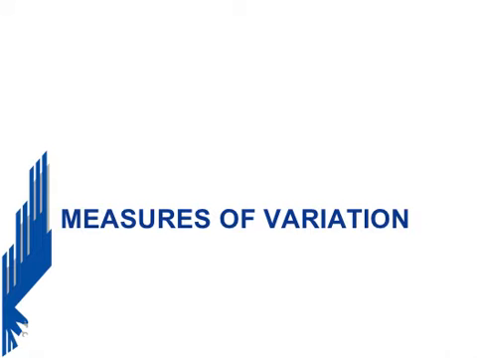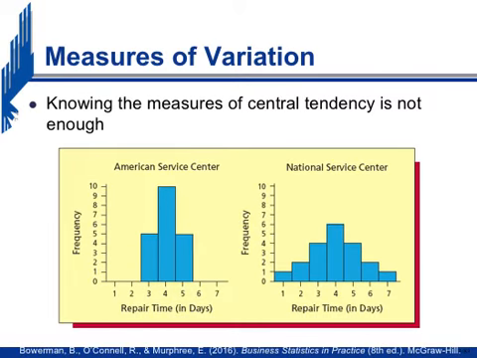Now, aside from describing the central tendency of the dataset, we also have some measures that describe the variation of the dataset. Here in this example, we have two graphs. We have a graph showing us the distribution of repair time in days for American Service Center and the distribution of repair time in days from the National Service Center. Now, graphically, we can see that the two data sets are different, but if the graphs are not present, it might be difficult for us to make a distinction between the two.